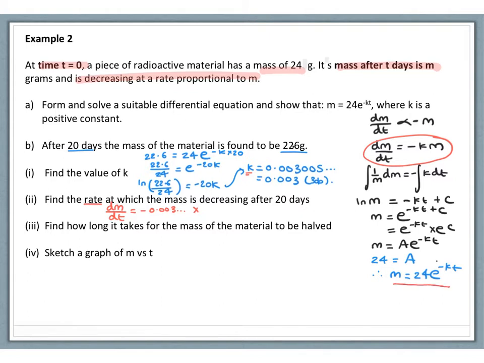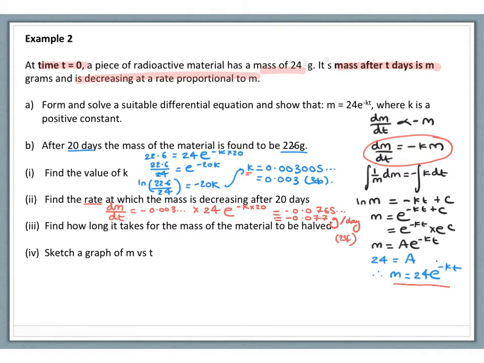So we so far have negative k. We need to multiply by m, which can be calculated with 24e to the power of negative k multiplied by the time 20, and we can input this into our calculator. So this gives us a rate of negative 0.0765 ... which I will round to negative 0.077 grams per day, to 2 significant figures.